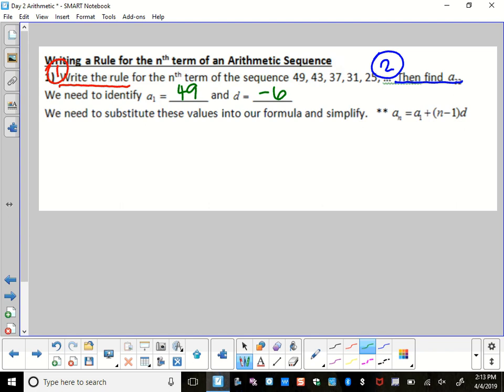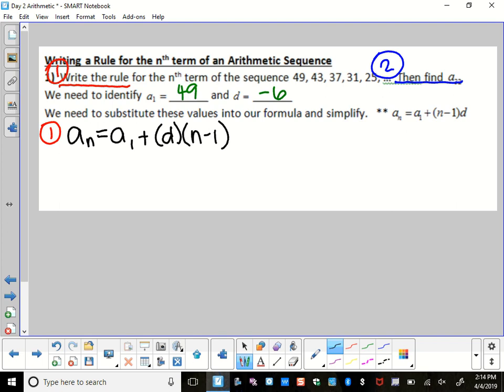All right, so now we need to substitute these values into our formula and simplify. We are going to use, we know where that E is, right? The explicit rule, okay? Because that can give me anything. So I want you to write step 1, because we know there's 2 steps. My first step is to write the rule. So let's rewrite my explicit rule. I just copied that straight from my formula sheet. That means your rule equals your first term plus your difference times your term minus 1.